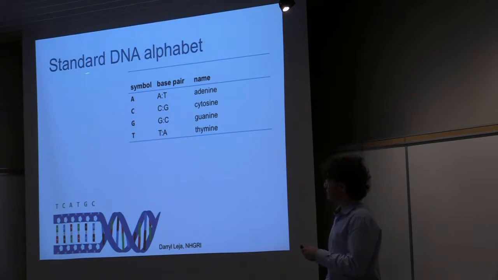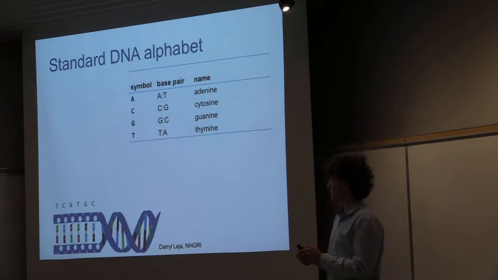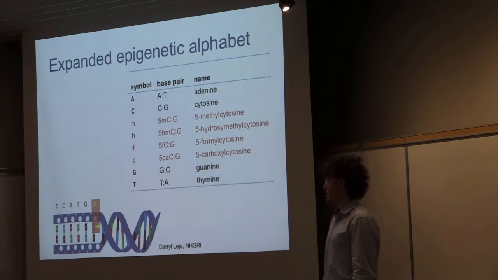So we have the standard DNA alphabet, which is what we usually use to model transcription factor binding. And this consists of the usual A, C, G, and T. What we want to do is expand this alphabet in order to account for these different modified base pairs. And so to do that, we add symbols for these different modified bases. M for 5-methylcytosine, H for 5-hydroxymethylcytosine, F for 5-formylcytosine, and C for 5-carboxylcytosine.